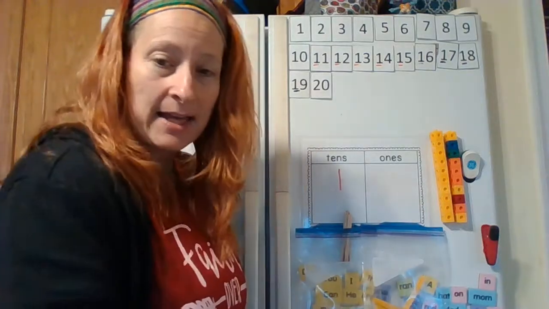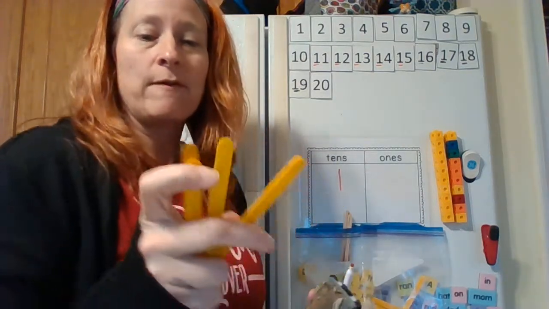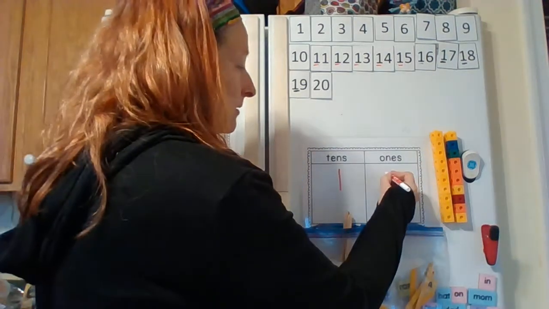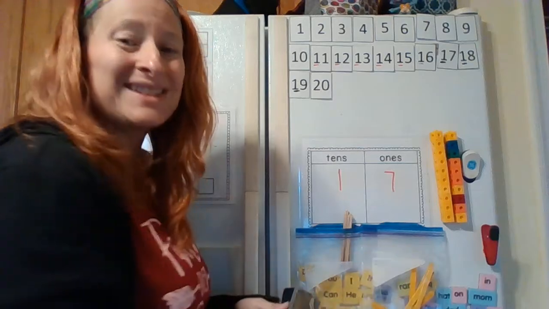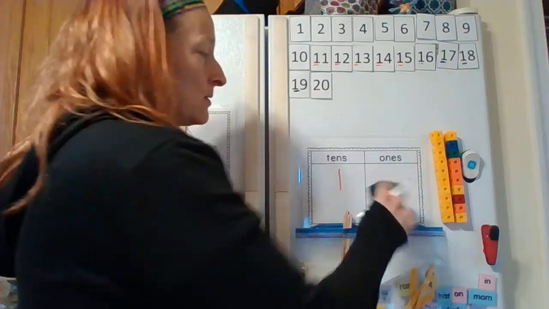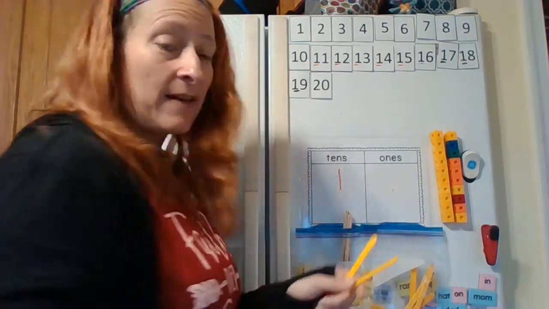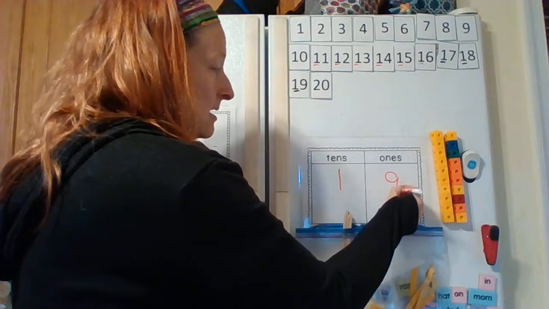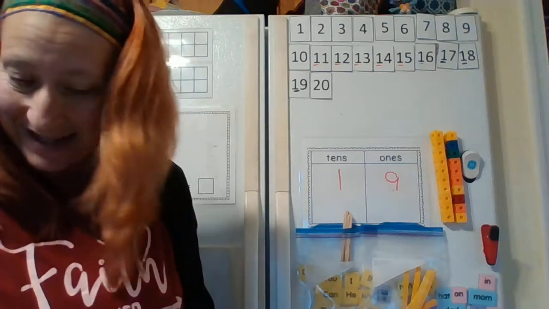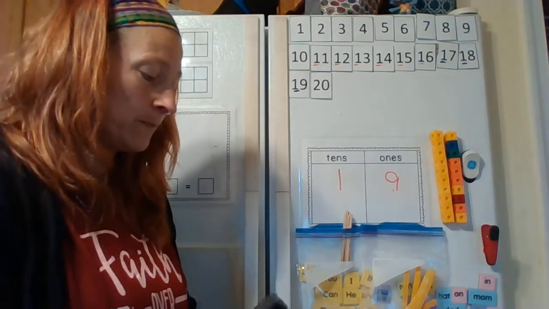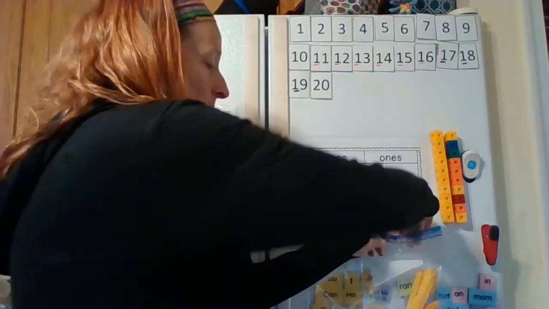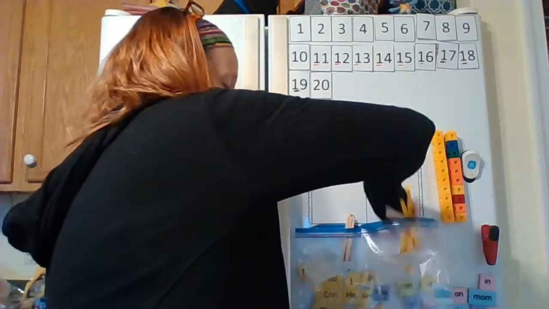I'm going to add 3, 4, 5, 6, 7. So I put my 7 here. One group of 10, 7 ones is 17. And then if I add 2 more, because 7, 8, 9, it becomes one group of 10, 9 ones, it becomes 19.